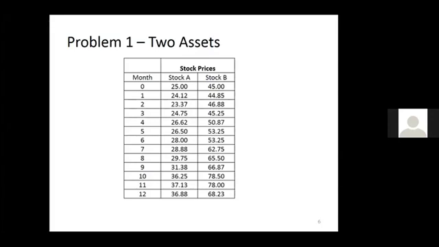We consider two stocks here, and a 12-month period, excluding the last zero period. It means the last December. So now here, given all the stock prices, stock A, stock B.